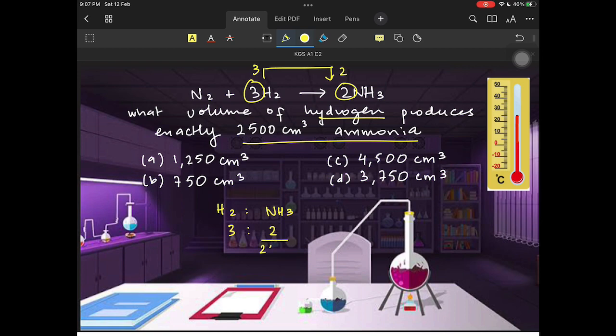What volume of ammonia do we have? It's 2500 centimeter cube. What volume of hydrogen do we have? We don't know. So let's simply solve it. We're going to get the answer of 2500 times 3 divided by 2, which is going to be 3750 centimeter cube. Even with such larger values, we can simply get the answer. So I hope things are getting clearer to you.